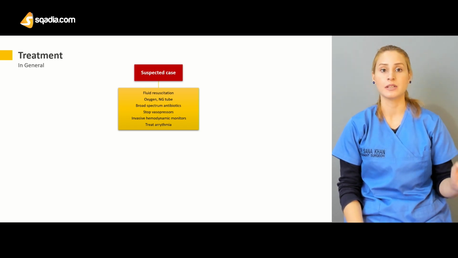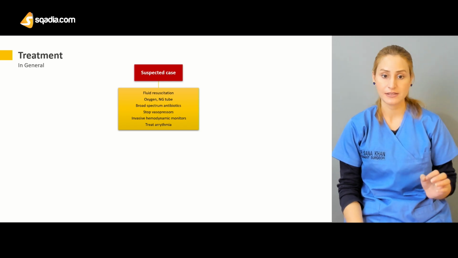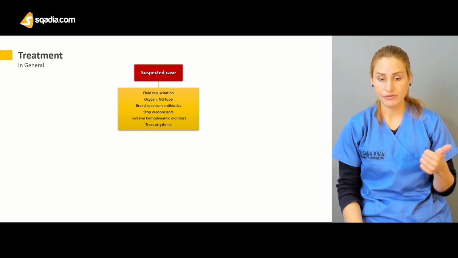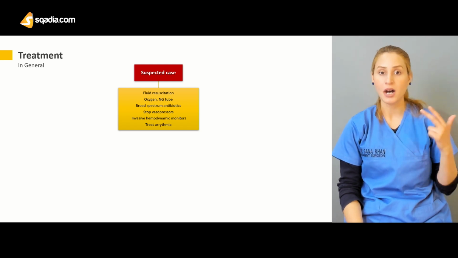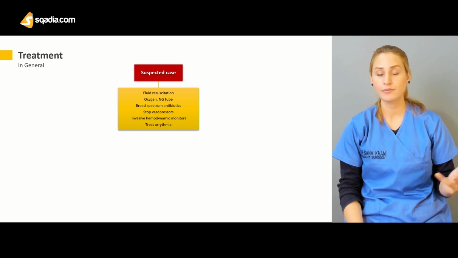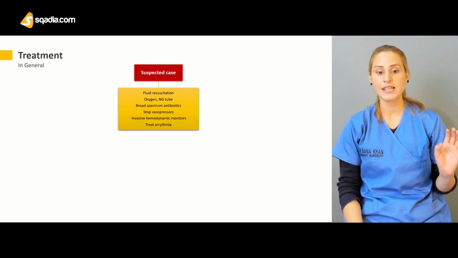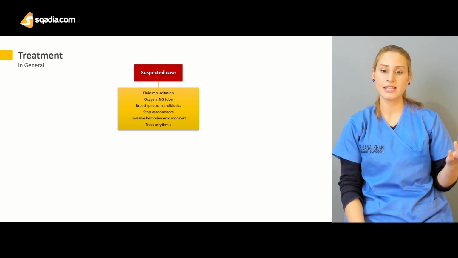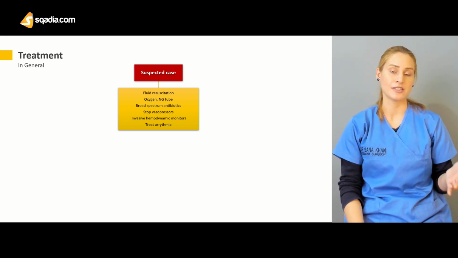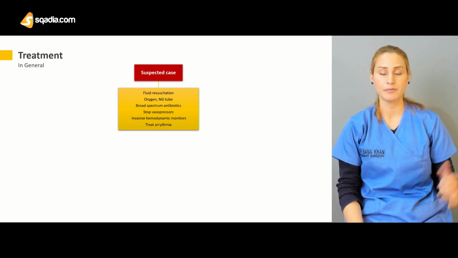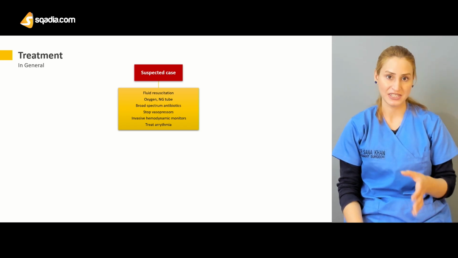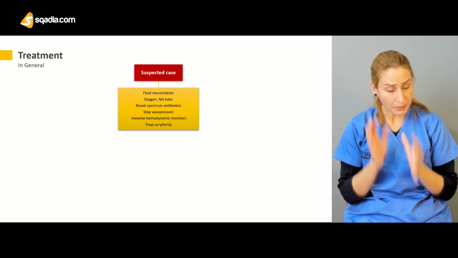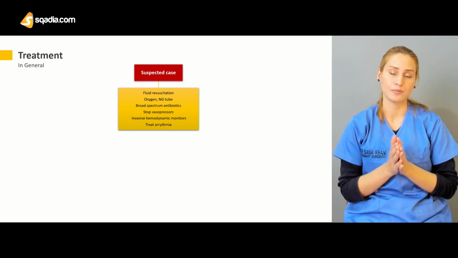So in general, if you're suspecting a case of acute mesenteric ischemia and the patient is in shock or has already developed generalized peritonitis, then fluid resuscitation, oxygen, intubation, monitoring your patient, NG tube, broad spectrum antibiotics, stop vasopressors, and invasive hemodynamic monitors. And if tachyarrhythmias are present, then you have to treat your patient accordingly. Building up your patient is very, very important.